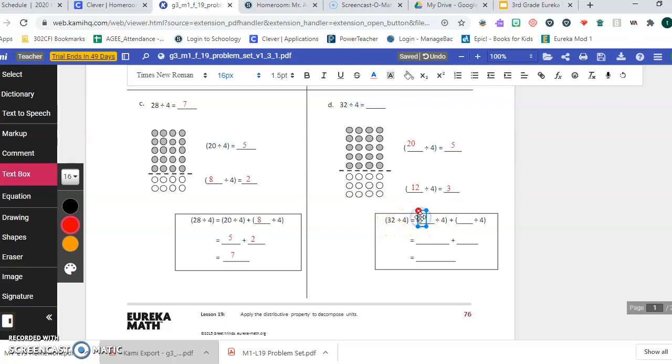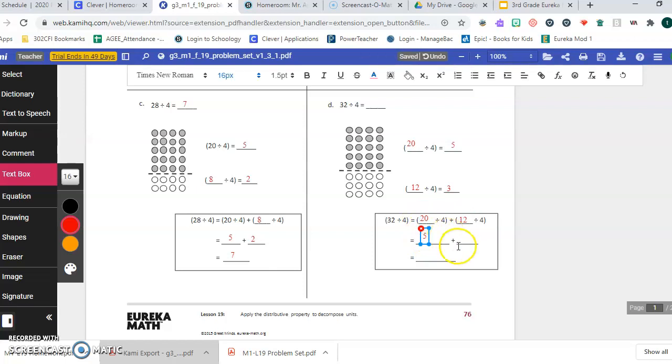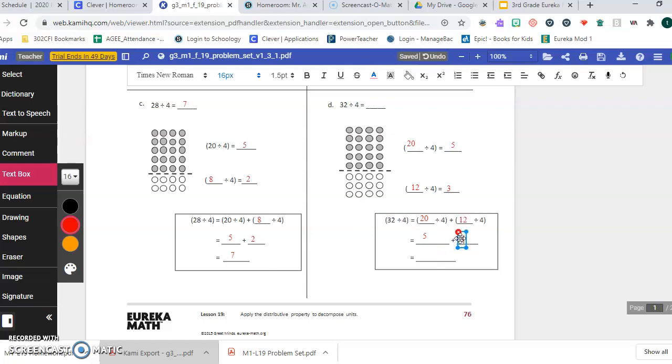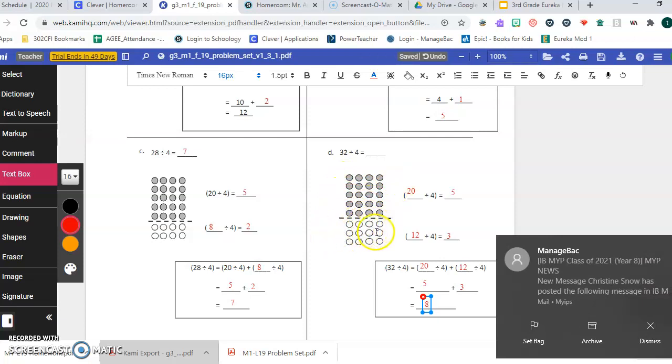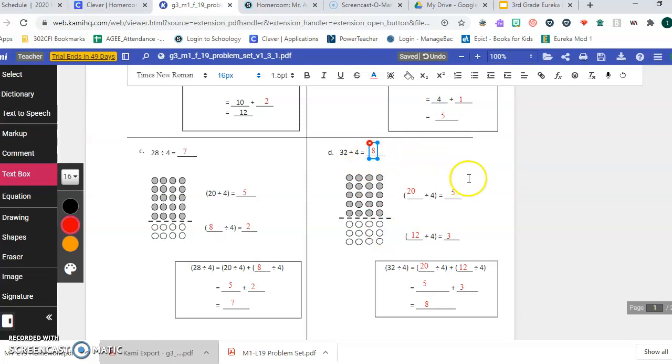So with 32 divided by 4, I broke 32 total items into 20 items and 12 items. When I do 20 divided by 4, I end up with 5. And when I do 12 divided by 4, I end up with 3. And then down here, I'm looking at the quotient for the bigger problem. 32 divided by 4 is the same thing as 5 and 3, which is 8. And up here, I want to make sure I've got 8 rows of 4. 1, 2, 3, 4, 5, 6, 7, 8. Okay, so 32 divided by 4 is 8.